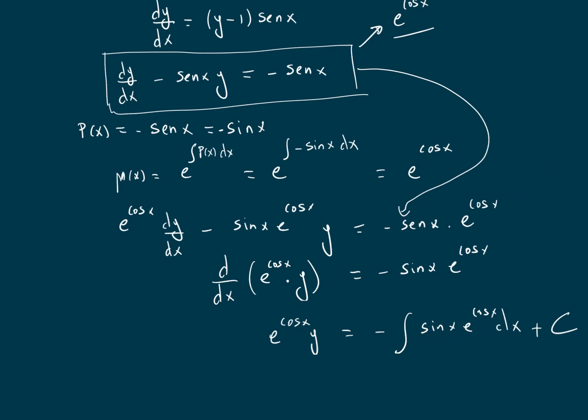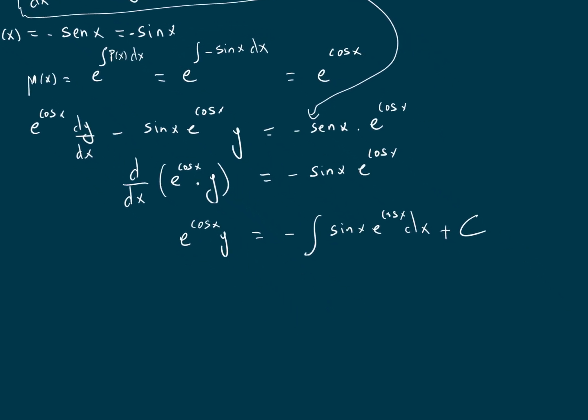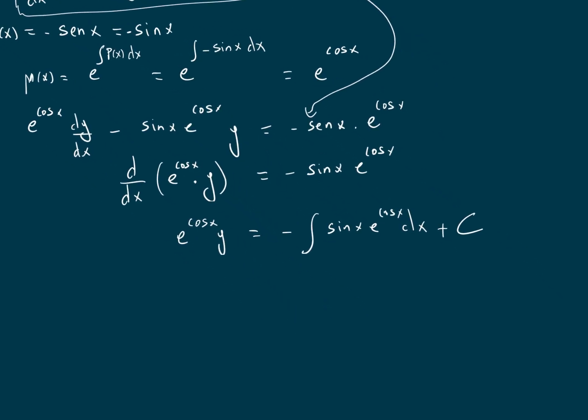So what is the solution? The solution will be based on the integral of sine of x e to the cosine of x dx. How do we solve this integral? Well, this integral is solved if you write u equal cosine of x, and du will be minus sine of x dx. This integral is the integral of e to the u du.